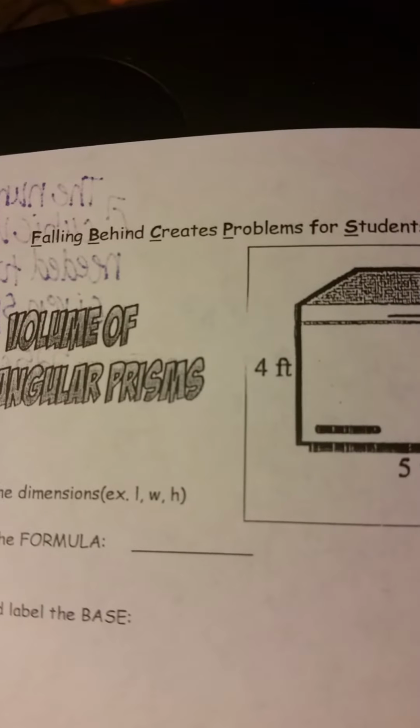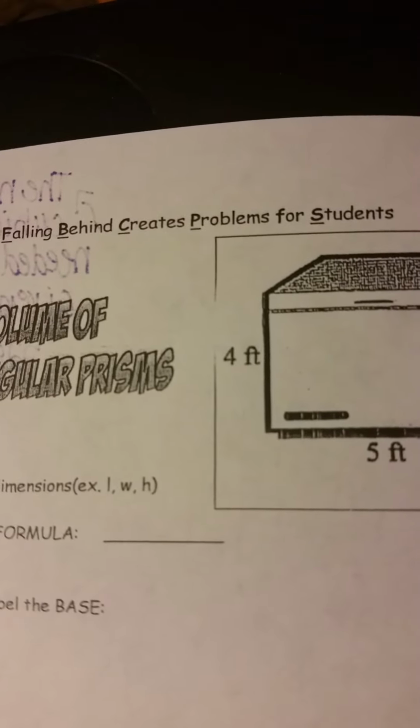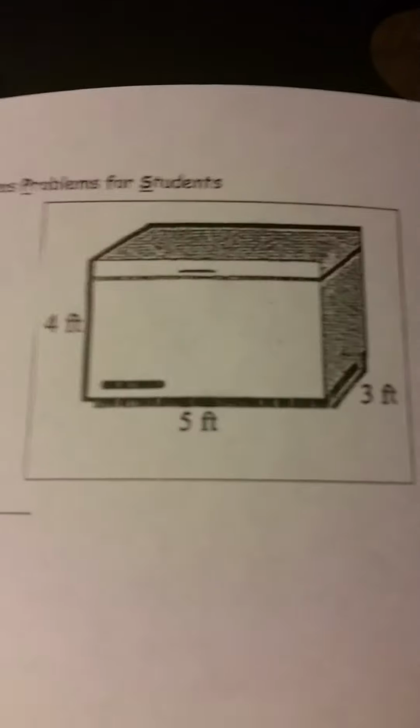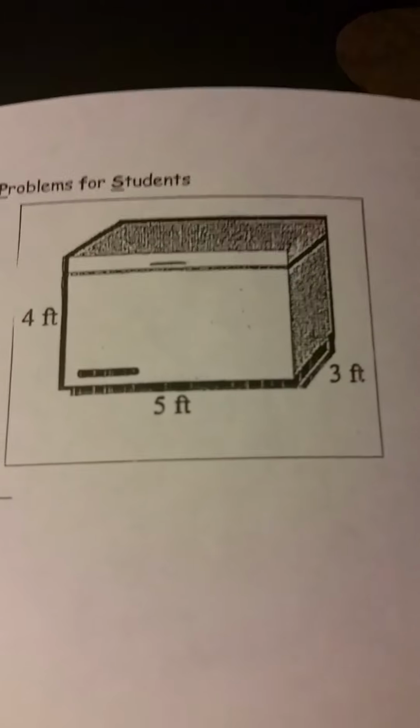F is for the formula. B is for the base, the area of the base, big B. C is for the capital letters. P is for plugging in the numbers, and S is for solving. So let's first start with the volume of a rectangular prism. So I always tell you when we did surface area to locate your bases and shade your bases. So I'm going to do that right now.